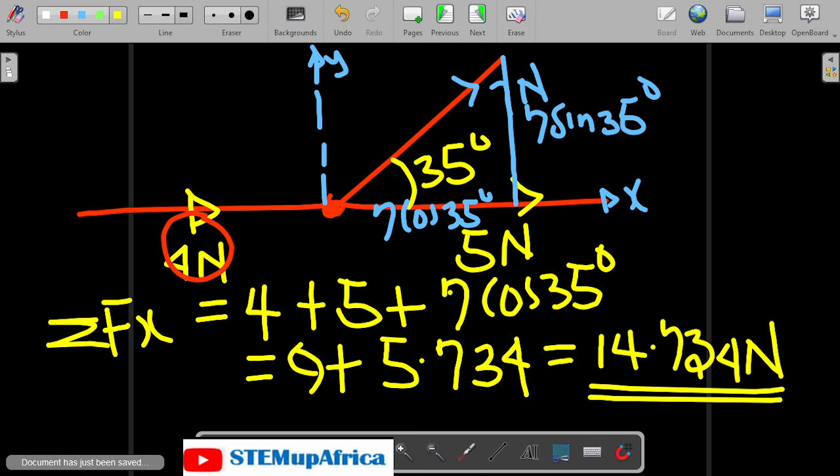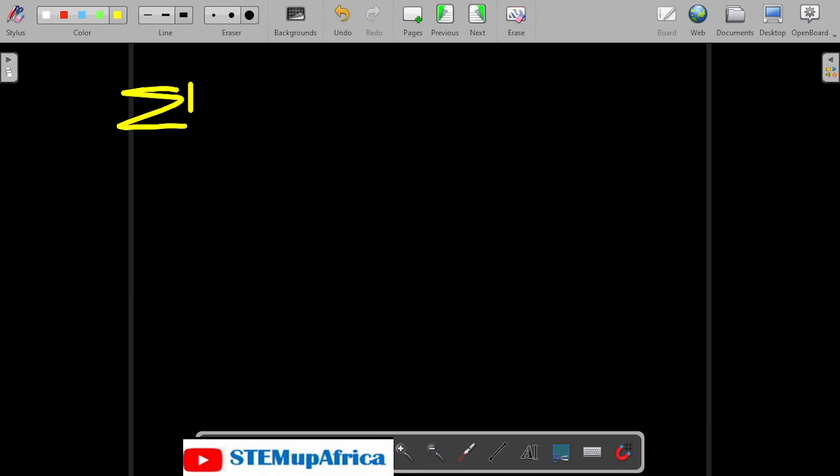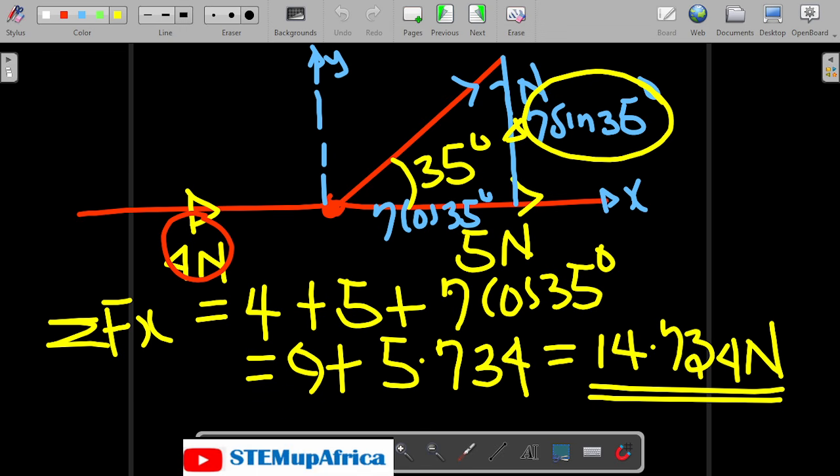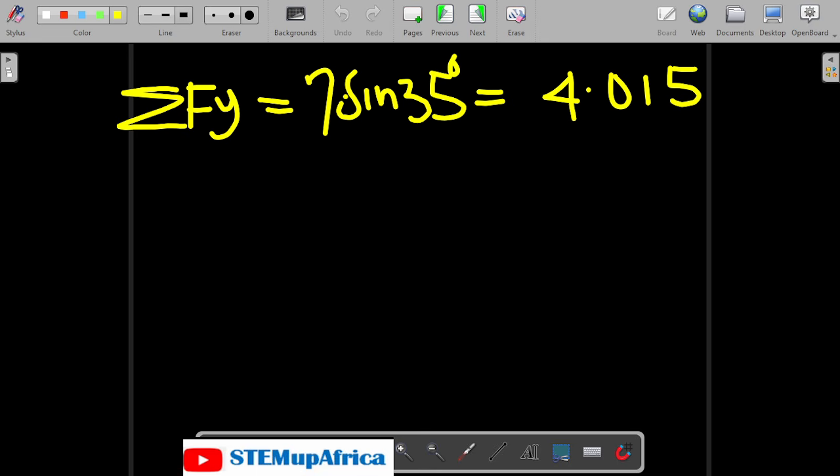So let's also look for the vertical forces. We have only one force acting vertically and it's positive, which is 7 sine 35. So I have summation F of y, which just gives me 7 sine 35 degrees. What is the answer to that? 7 sine 35 will give us 4.015 Newton. With that, I will now draw my net force diagram.